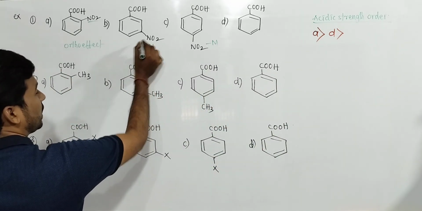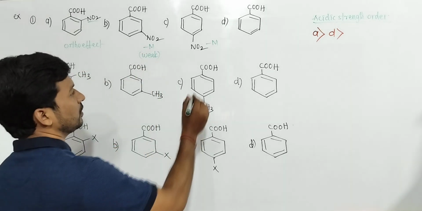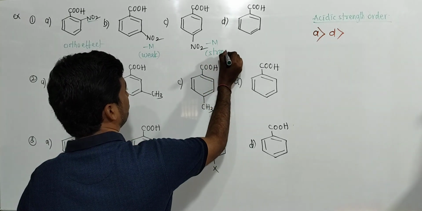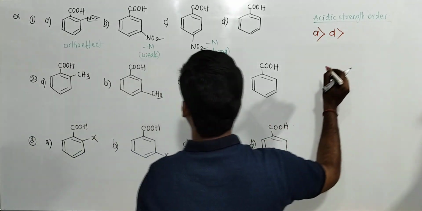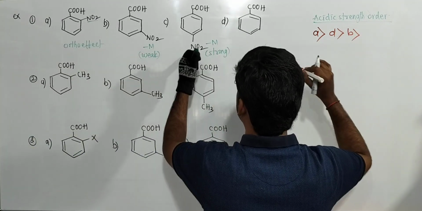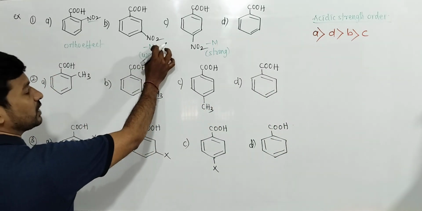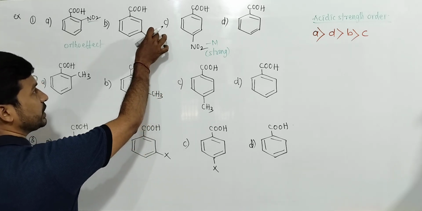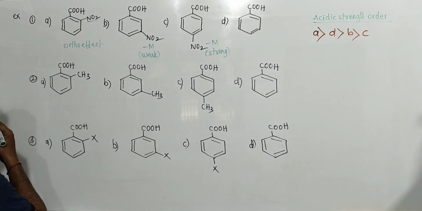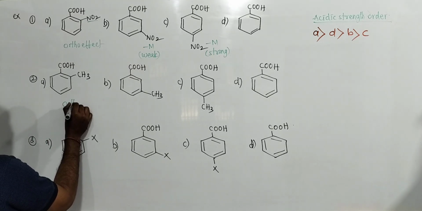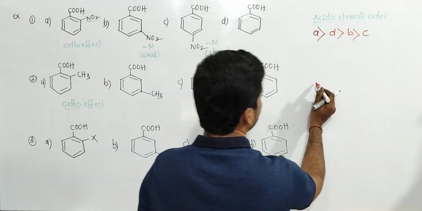Minus M effect at the meta position is weak. Mesomeric effect at the meta position is weak and at the para position is strong. So minus M effect is unfavorable. An unfavorable effect at a weak position is better compared to an unfavorable effect at a strong position, that is C. Minus M effect is an unfavorable effect. Next, between these four, definitely A is more acidic, because any group present at the ortho position makes it the stronger acid.